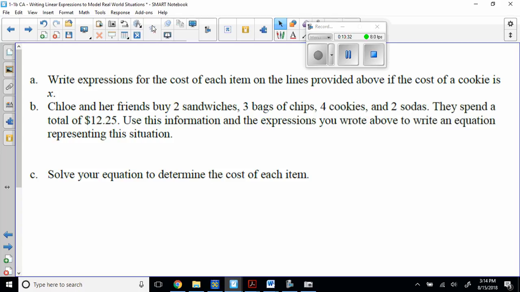Now, I need you to write me an equation based off this newly known information. She's going to buy 2 sandwiches, 3 bags of chips, 4 cookies, and 2 sodas. And then she's going to spend $12.25. Well, I need to know how much each item is, because I need to make sure that she bought this, right?